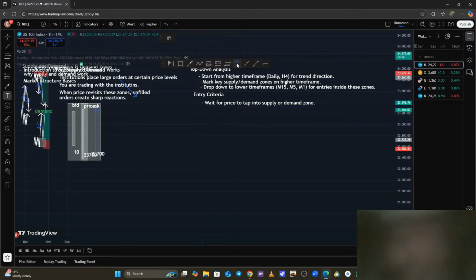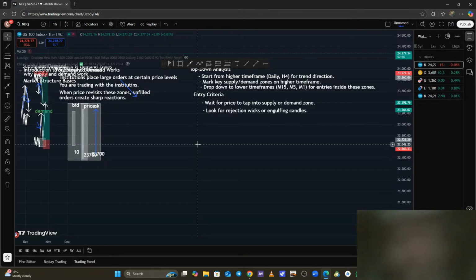So there are several ways of identifying reversals. Number one is rejection wicks. When the price taps into your demand zone or supply zone and price rejects with a strong wick, that communicates that that level is holding the price and price is likely to bounce back from that specific zone.